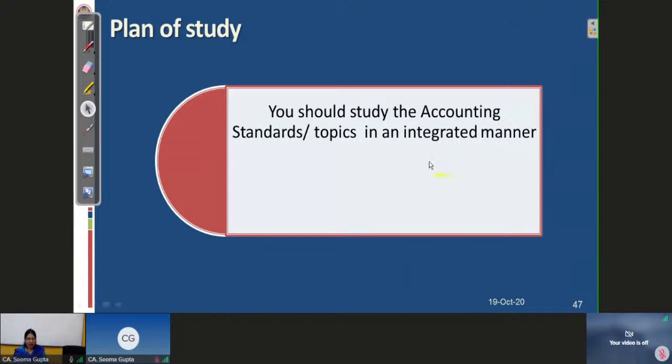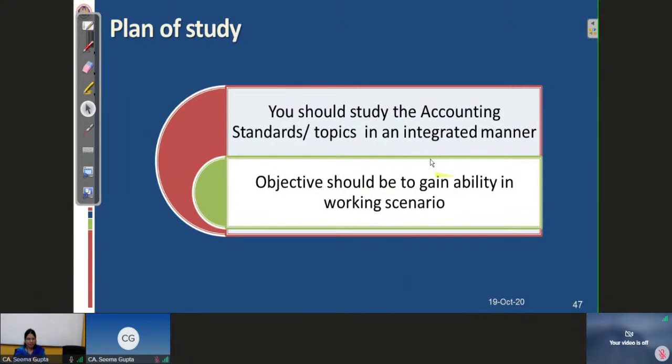Integrated manner, you have to start your study. That also we have discussed that many of the topics are interrelated to each other, like accounting standards in majority are interlinked with some topic or the other. Definitely, the objective of our study should be to gain knowledge, not to just solve the practical problem, but to gain ability to solve the problems in the working scenario also, in the practical, in the real life also, not only theoretically.